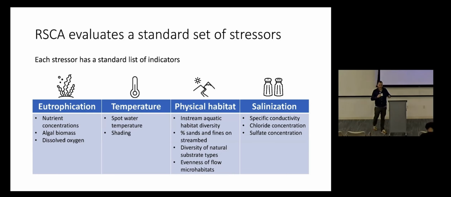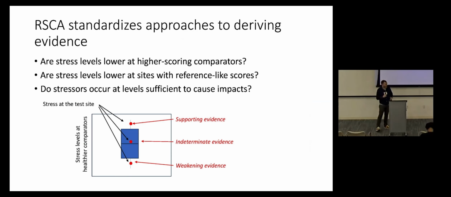Once we have the data we've identified, we have a standardized approach for evaluating it. We generate evidence by comparing the data at our test site to comparator sites. We might ask questions like, are stress levels lower at healthier sites? You can see an example here with this box plot, showing the range of stress values at your healthier comparator sites. If you have higher stress at your test site, that's supporting evidence that that stressor could be responsible. If it's lower than your healthier sites, you would say that's weakening evidence. It's probably not the problem. If it's in the middle, you say that's indeterminate. You can't be sure one way or the other.